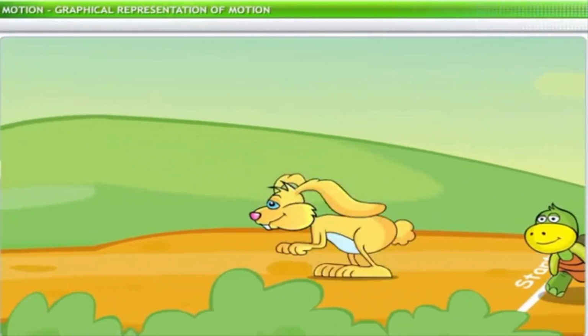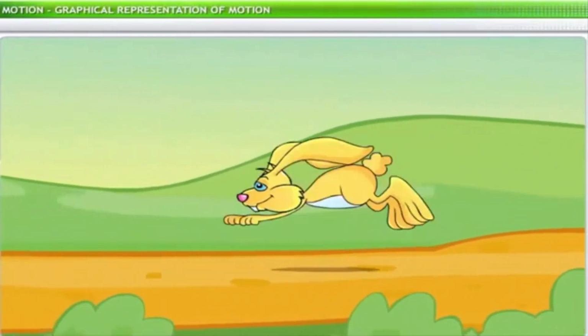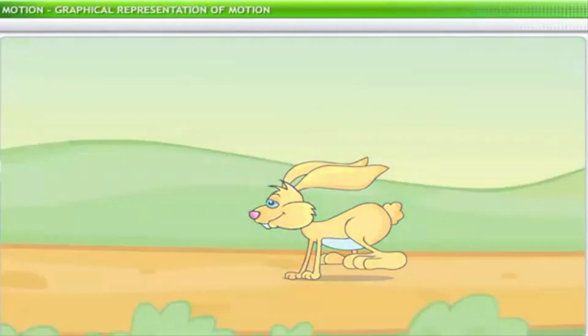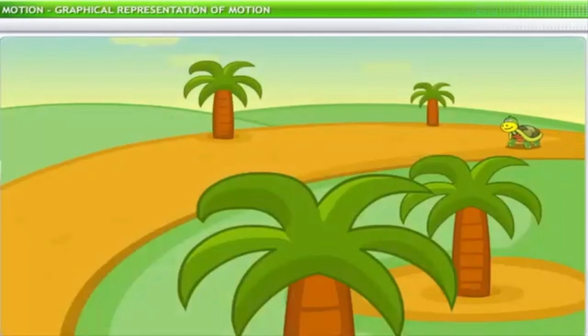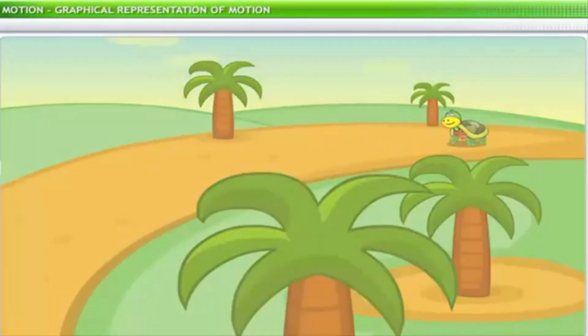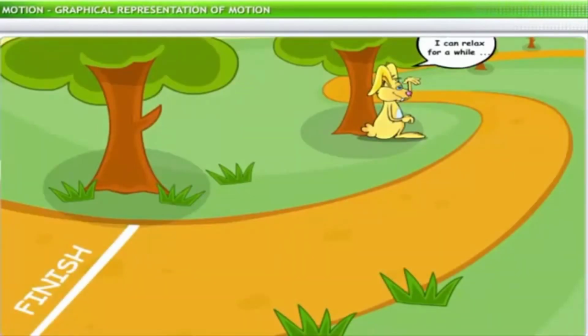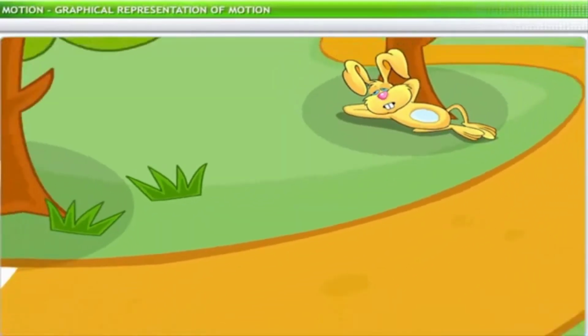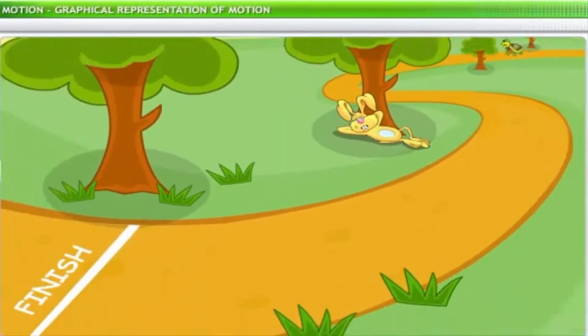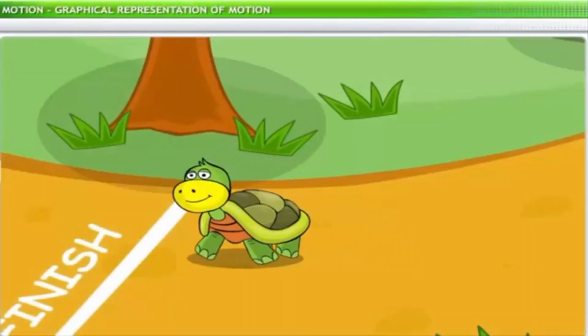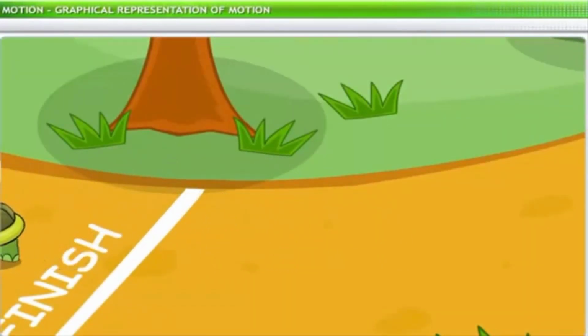When the race began, the hare shot ahead and ran briskly for some time. Then, seeing that he was far ahead of the tortoise, he decided to sit and relax for a while before continuing the race. He soon fell asleep. The tortoise, plodding on, overtook him and finally won the race.